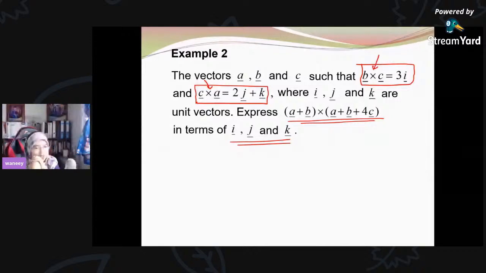(12i minus 8j minus 4k). Okay, so there's a person who tried to give their answer. So thank you, Aisha. The next person? Anyone get the same answer?